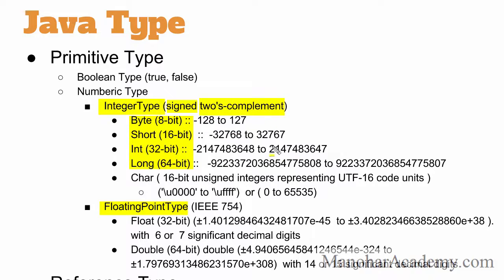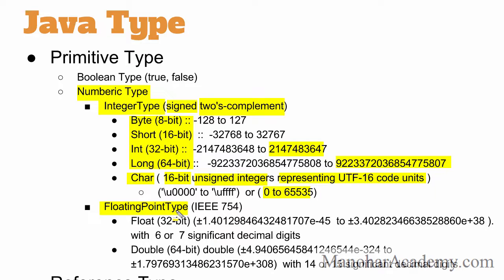The biggest integer value is this and the biggest long value is this one. And char is a 16-bit unsigned integer, meaning the values will range from 0 to this particular number and they will represent UTF-16 code units. That is about numeric types.